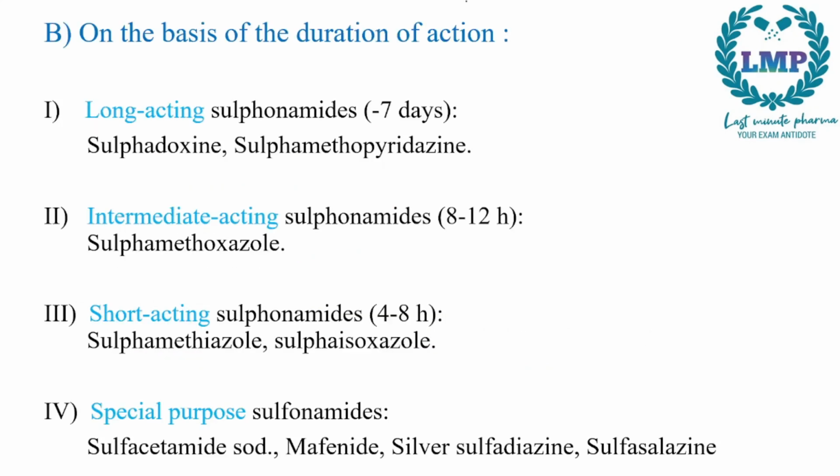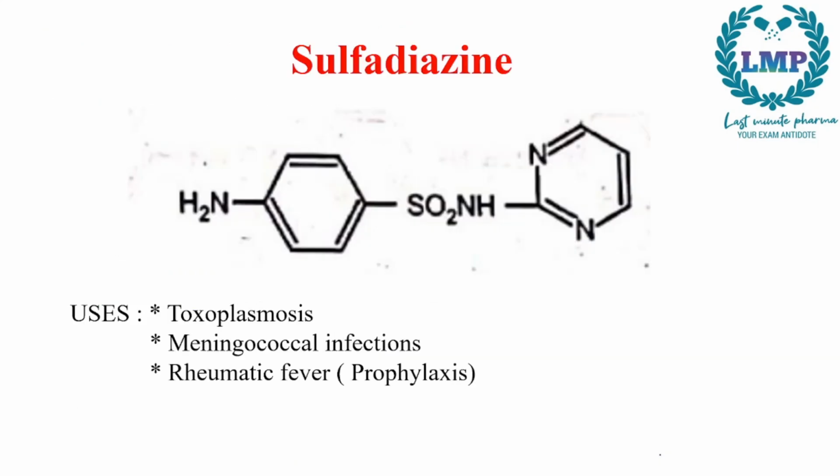Next is on the basis of duration of action. On the basis of duration of action, we have the long acting sulfonamides, that is approximately for 7 days. We have sulfadoxine, sulfamethopyrazine. For intermediate acting, we have 8 to 12 hours, that is sulfamethoxazole. Short acting, we have sulfamethizole and sulfaisoxazole. For special purpose, we have sulfacetamide sodium, mafenide, silver sulfadiazine and sulfasalazine.